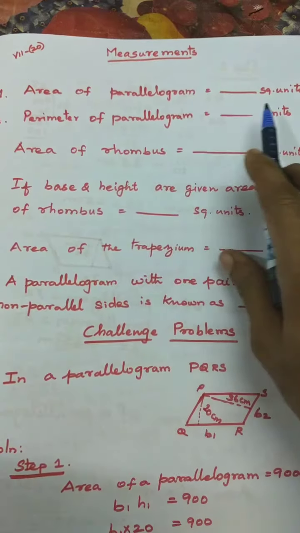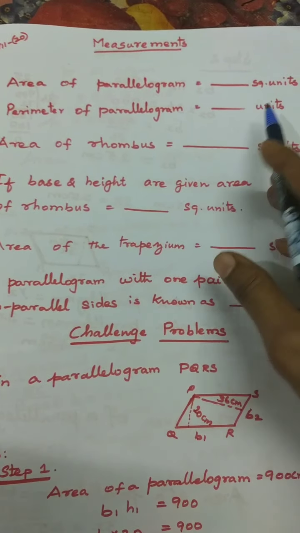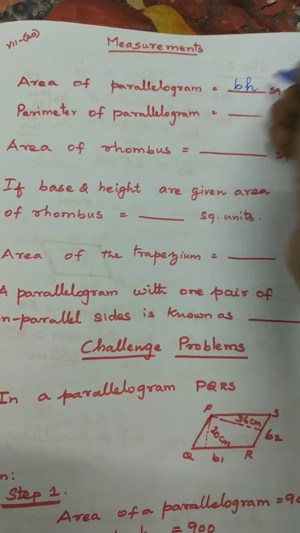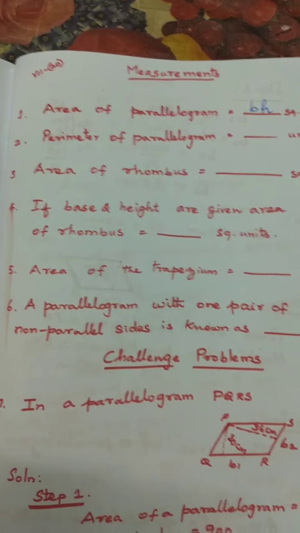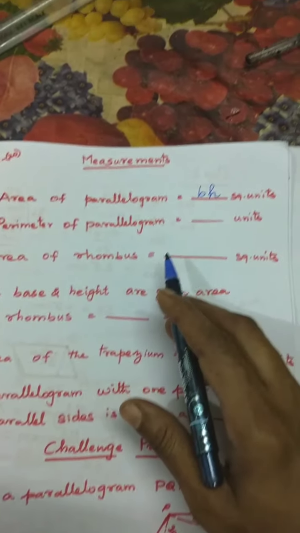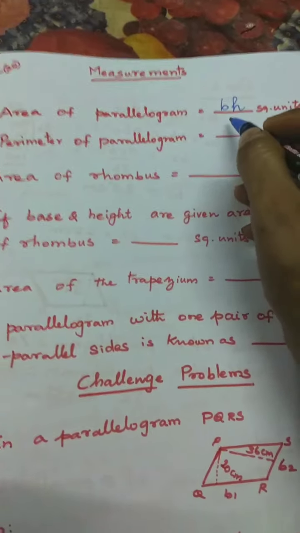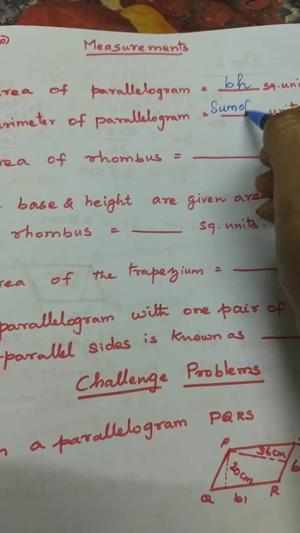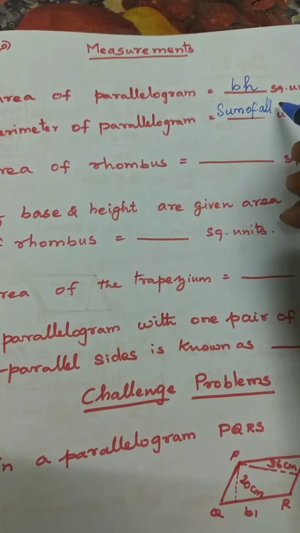Area of parallelogram is equal to BH square units. Perimeter of parallelogram is equal to sum of all sides.